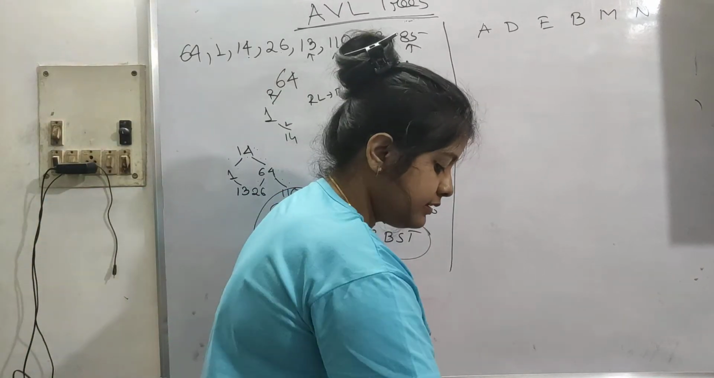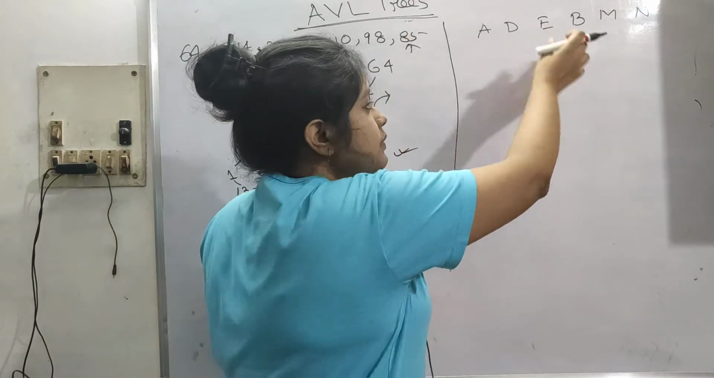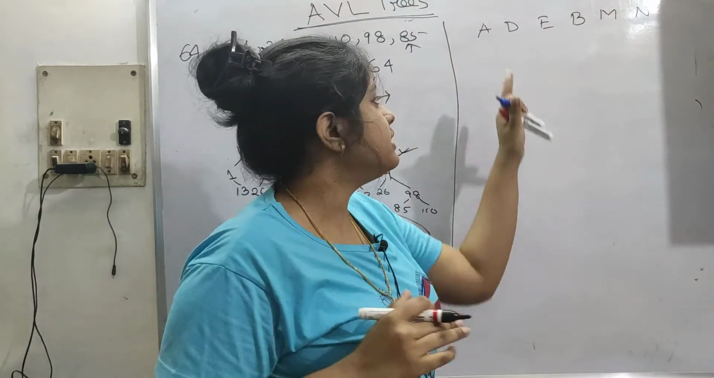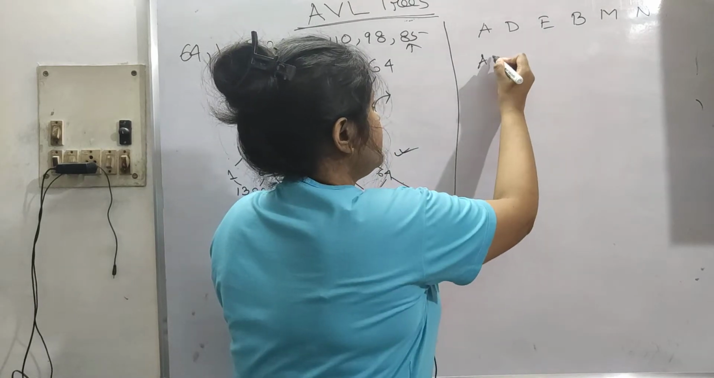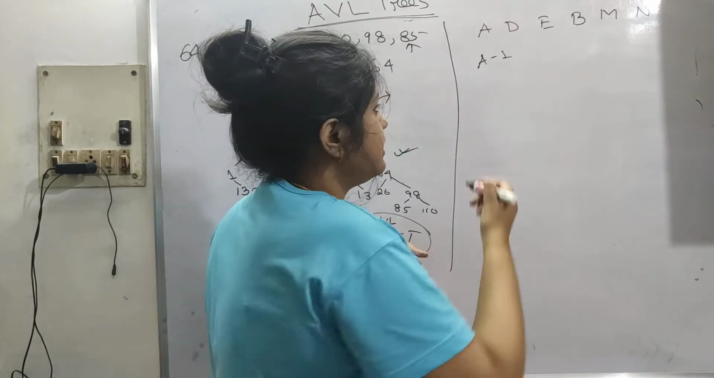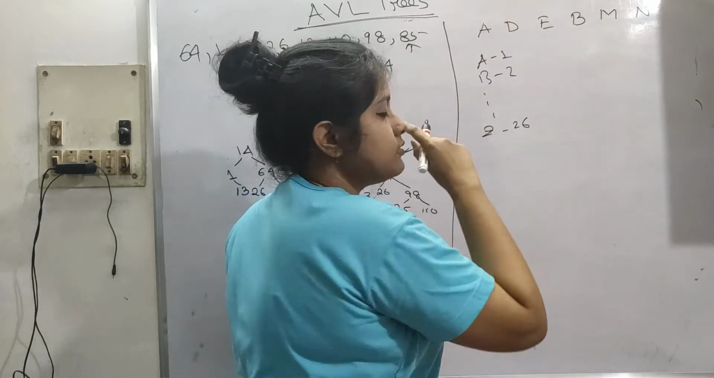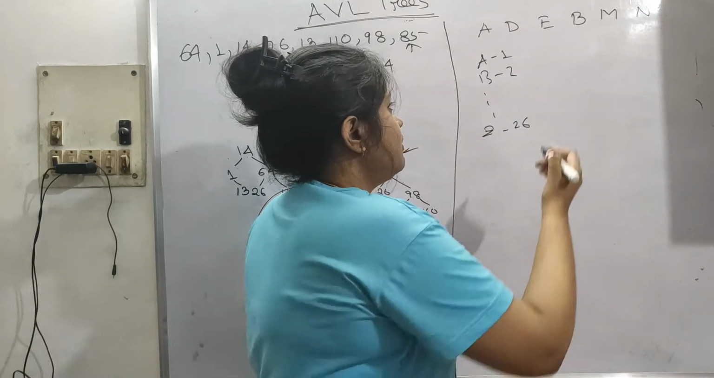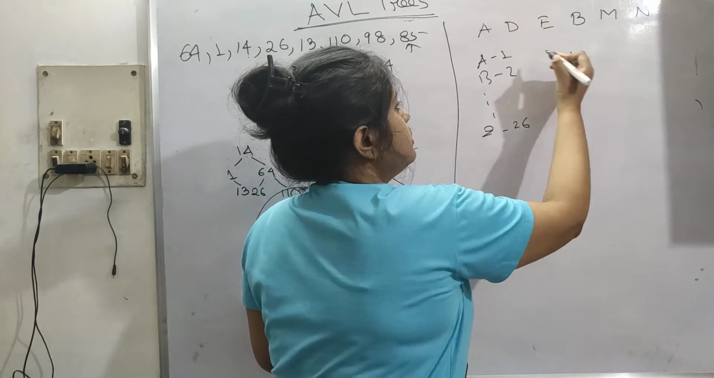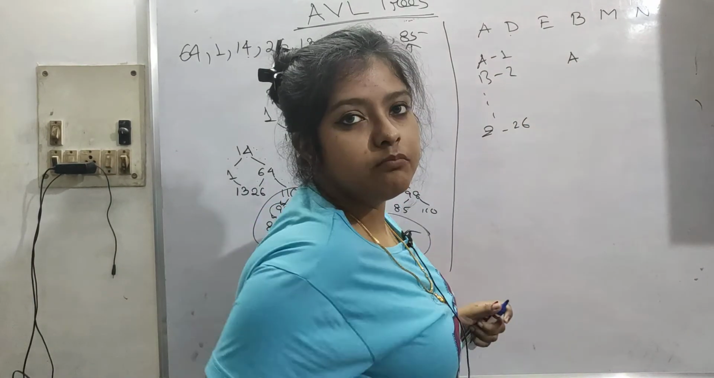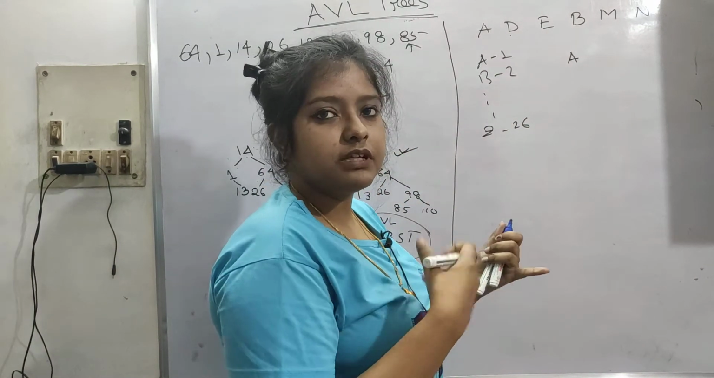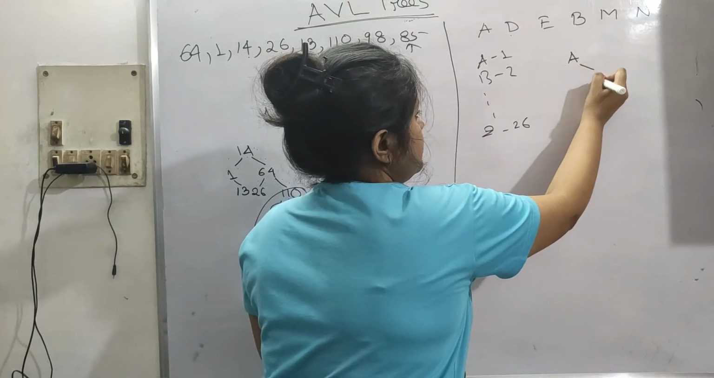So now let's see this question. A, D, B, N. So A is 1. Let's assume like this. A is 1, B is 2, and Z is 26. So like this only. Okay. So now A is our root node. D is greater than A because D comes after A. So D is put here.